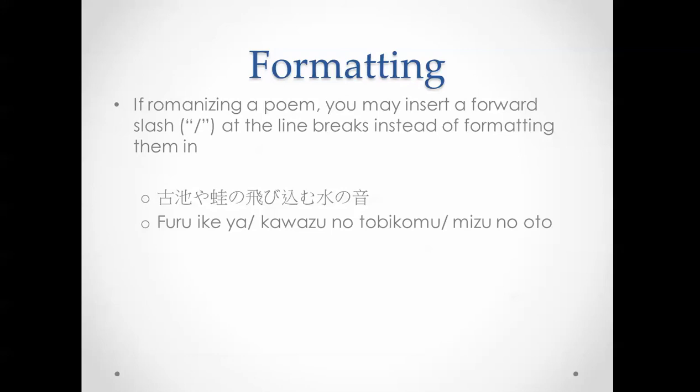If you're romanizing a poem, you've got a couple choices. You can insert a forward slash at the line breaks instead of formatting them in. So, for example, Furuike ya kawazu no tobikomu mizu no oto. This is a famous poem by Basho. And if I were putting this in a footnote, I'd probably opt for this kind of formatting because it would keep my footnote relatively physically small. Once you start putting in hard returns at the end of each line, then the footnote grows in length and kind of screws up the formatting or looks awkward at the bottom of the page.